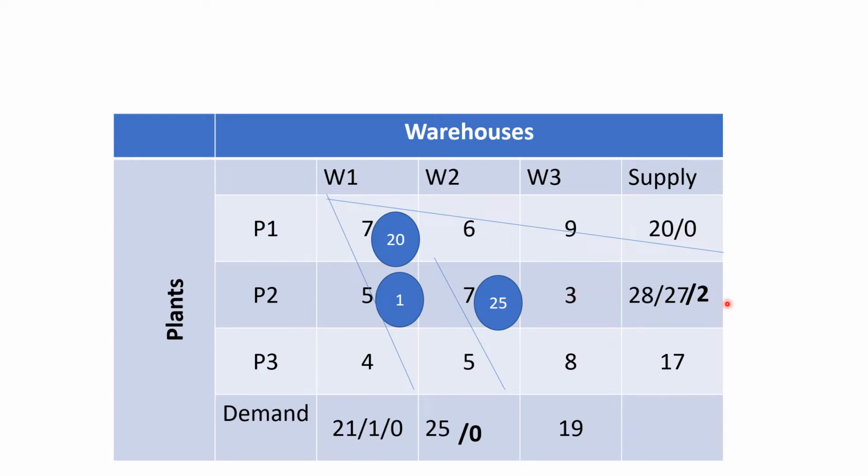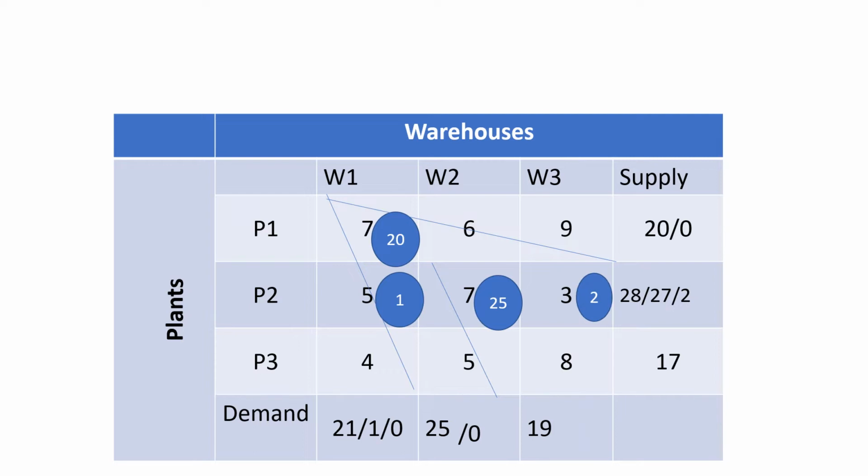Here the supply is 2, demand is 19. I'm sure you have got the answer. So how much to allocate to the cell? It's 2, right? So we will be allocating 2 to the cell containing the element 3. So supply becomes 0 and the demand becomes 17.